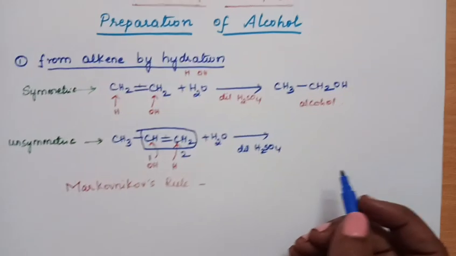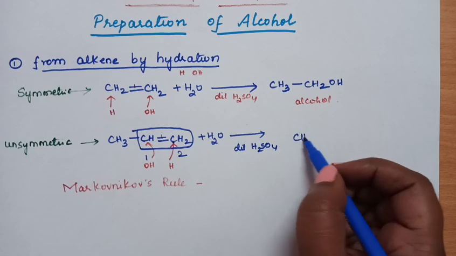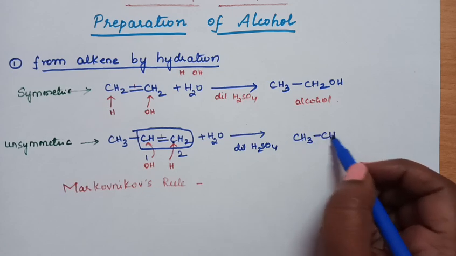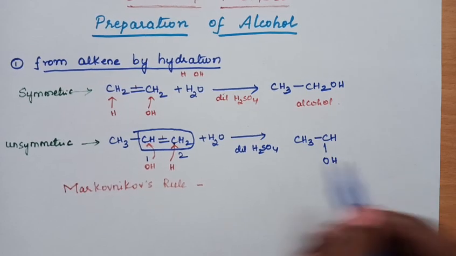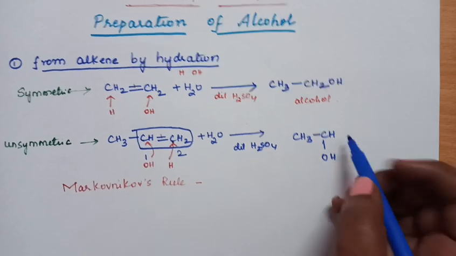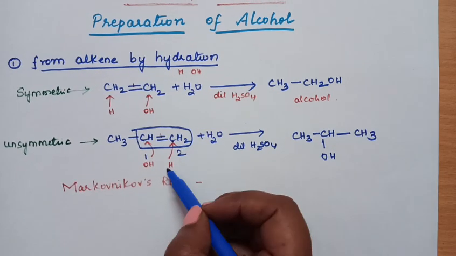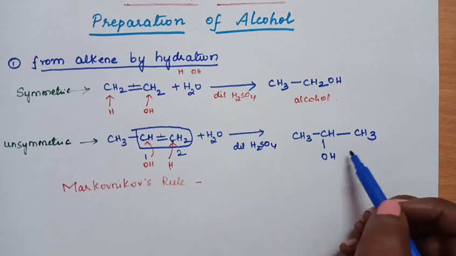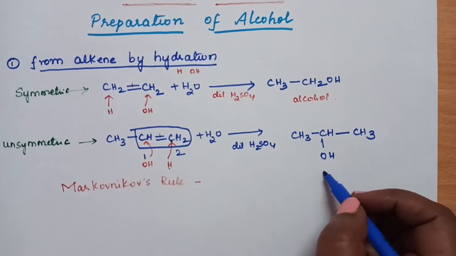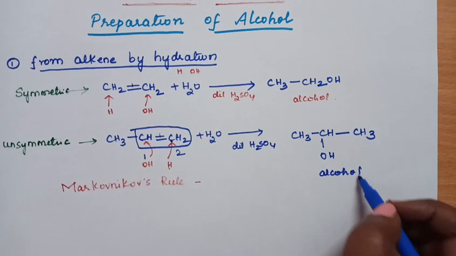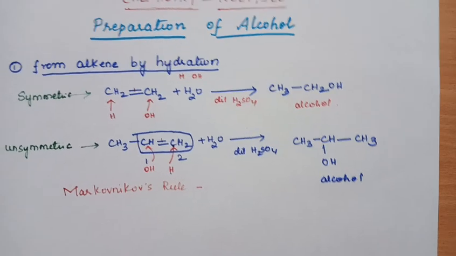So what will be the product now? It will be CH3-CHOH-CH3. OH is added to this carbon, and 2 hydrogens plus 1 becomes 3 hydrogens. This is the alcohol which is formed according to Markovnikov's rule. So let us learn the mechanism for this.